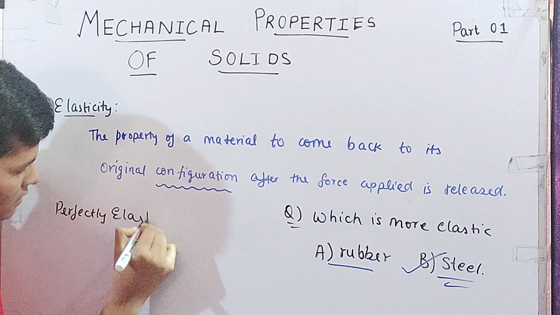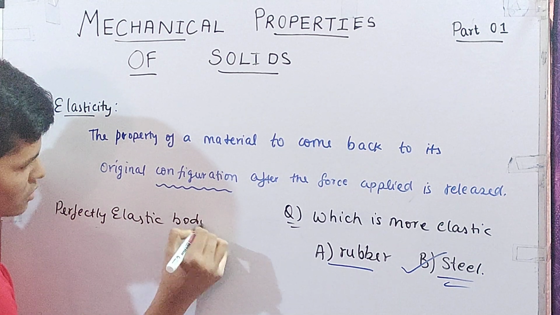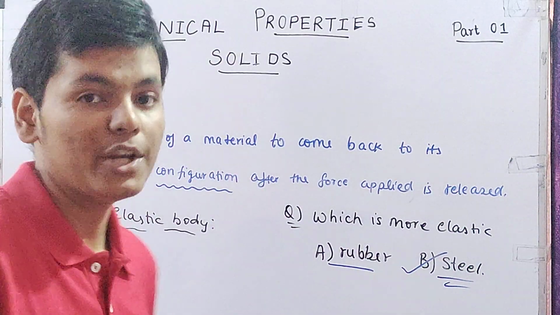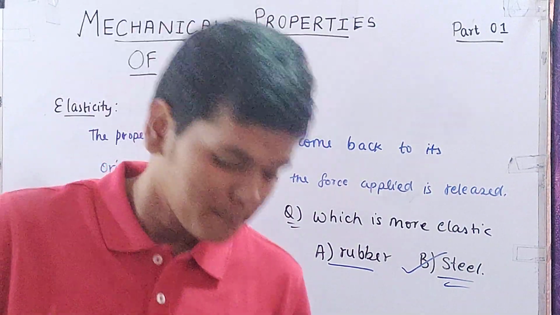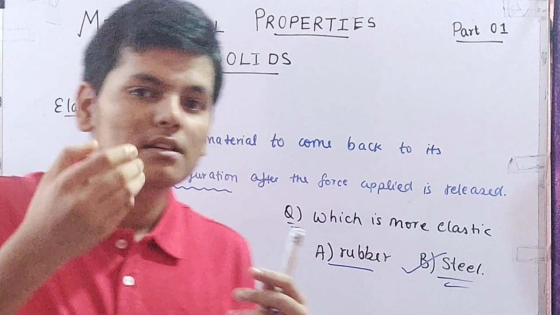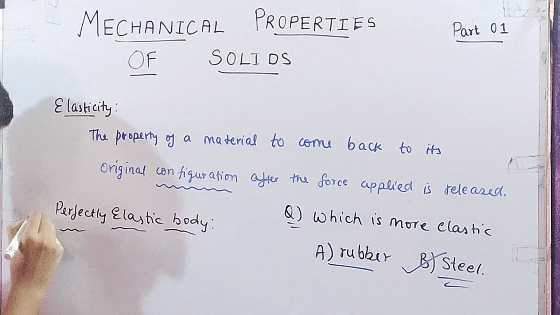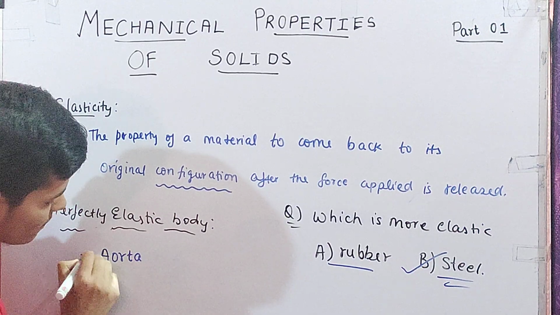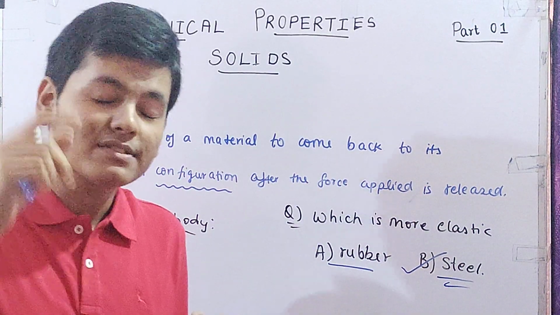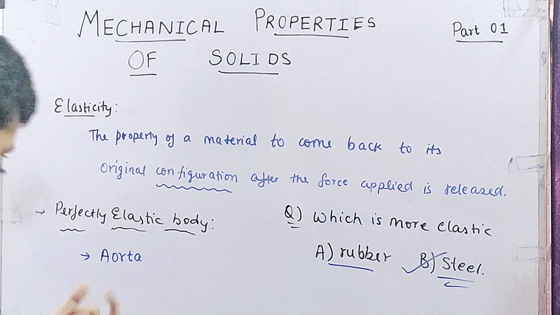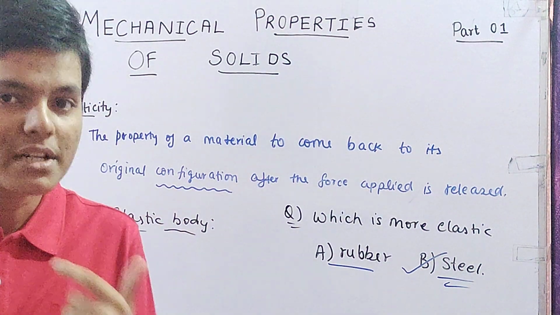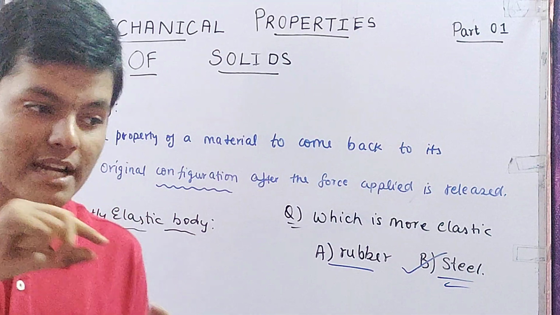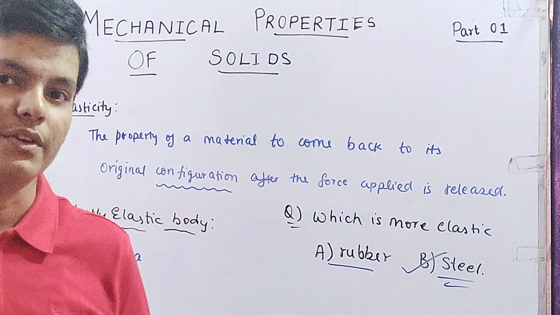Perfectly elastic. So whenever we talk about anything being perfect or ideal, that is usually not existent or not practical. But there is one very close, close to perfectly elastic body, that is the aorta. The aorta of the heart very closely resembles a perfectly elastic body. What is the meaning of a perfectly elastic body? A perfectly elastic body is a body which can come back 100% to its original configuration.